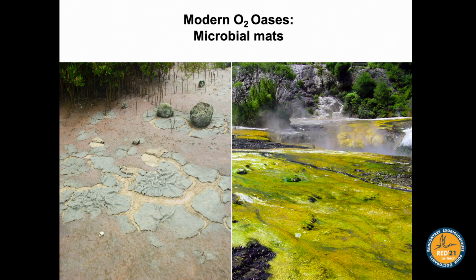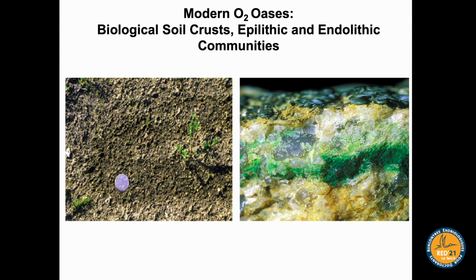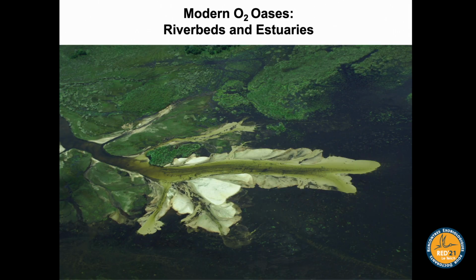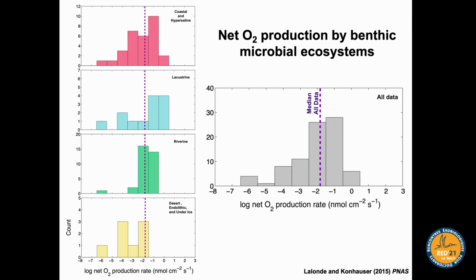So here are a couple examples of modern oxygen oases today. Microbial mats, as we mentioned, produce oxygen. Here we have a hypersaline lagoon where you can see microbial mats desiccating and contracting away from the underlying sand. On the right, you have microbial mats developed in a hydrothermal setting, and these are very oxygen-rich ecosystems. Also, soil crusts and endolithic bacteria that like to live inside rocks tend to generate large amounts of free O2. Riverbeds and estuaries are net sources of O2 to the atmosphere as well today.